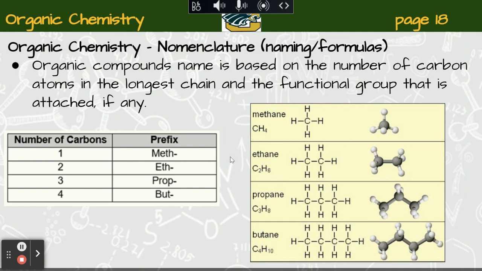Okay, now we're starting to get to how to name these. It really is based on the longest carbon chain. So you can see this is called methane. The meth comes from 1 carbon. Eth is 2 carbons. Prop, 1, 2, 3. Prop is 3 carbons. And but is 1, 2, 3, 4 carbons.